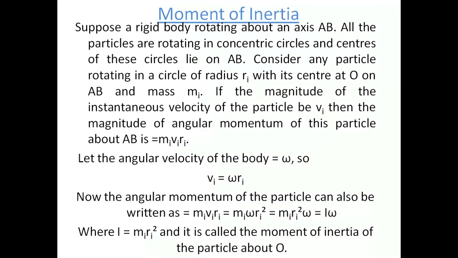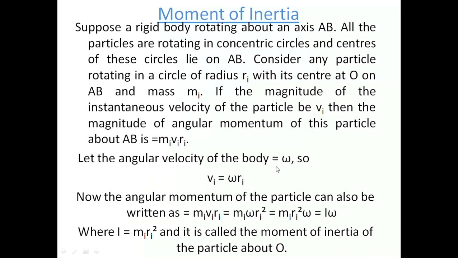Now we discuss moment of inertia. Suppose a rigid body is rotating about an axis AB. All the particles are rotating in concentric circles and the centers of these circles lie on AB. Consider any particle rotating in a circle of radius Ri with its center at O on AB and mass Mi. If the magnitude of the instantaneous velocity of the particle be Vi, then the magnitude of angular momentum of this particle about AB is Mi Vi Ri.